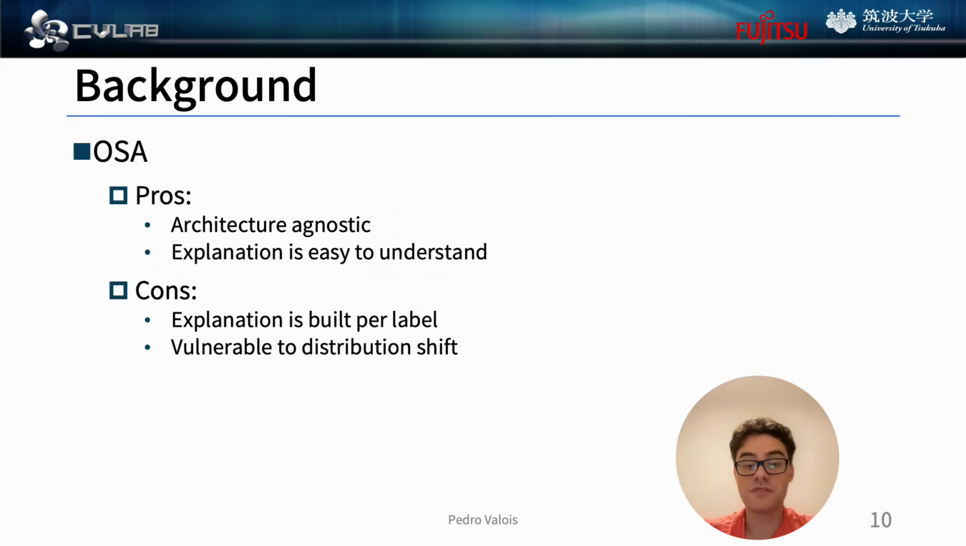This technique has the advantage of being completely architecture agnostic and having a simple to understand heat map. However, we sometimes need to build one explanation for each label to generally understand the model, which is not always desired. Also, it is vulnerable to a distribution shift, as not all models will be ready to handle occluded inputs and thus behave poorly regardless of occluding an important region or not.